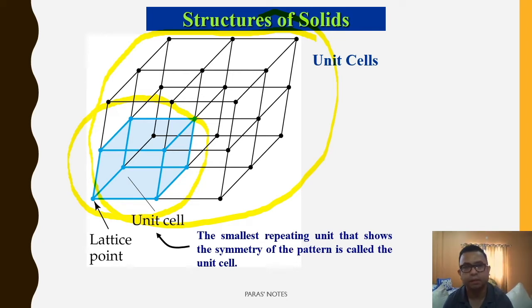As you can see, the unit cell which is colored is the same kind of unit cell, and there are many. In fact, if you look precisely, altogether there are 8 unit cells on this side and 8 unit cells on the other side in that crystal. Again, the smallest repeating unit that shows the symmetry of the pattern is called the unit cell. This is what the unit cell is.